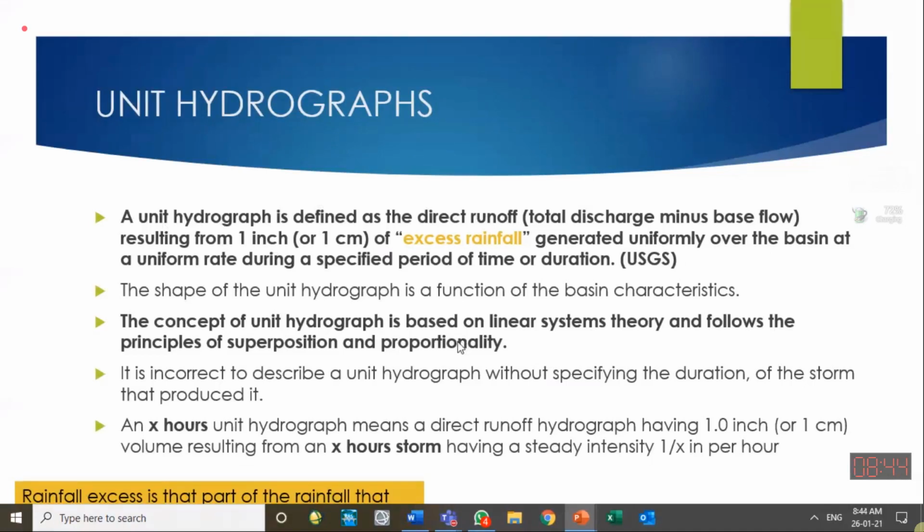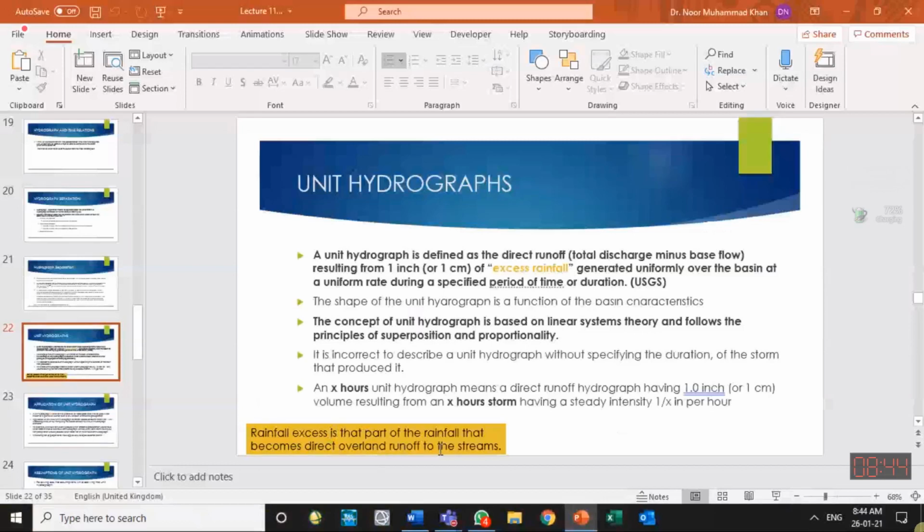Although actually when rainfall occurs for 3 hours, maybe it gives you a total volume of more value. It is giving you 10 inches rainfall. So when making the unit hydrograph, we will divide it to normalize it to 1 inch rainfall. This will be required in the later part. Excess rainfall is defined over here again as that part of the rainfall that becomes direct overland runoff to the streams.